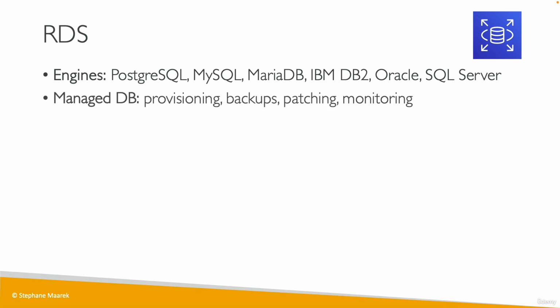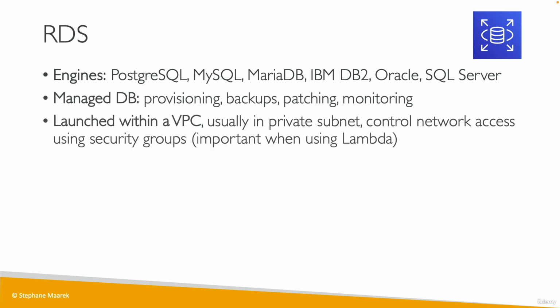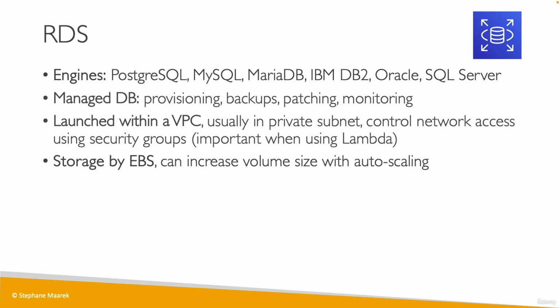It's a managed database. You need to provision the servers though. You choose the instance type, and then you get a bunch of things out of it: automated backups, patching, monitoring, and so on. You usually launch your RDS database in a VPC, in a private subnet, and then you control access to your database using security groups. And remember, when we have a Lambda function that wants to access our RDS database, we have to launch it into a private VPC subnet so that it has communication with our RDS database.